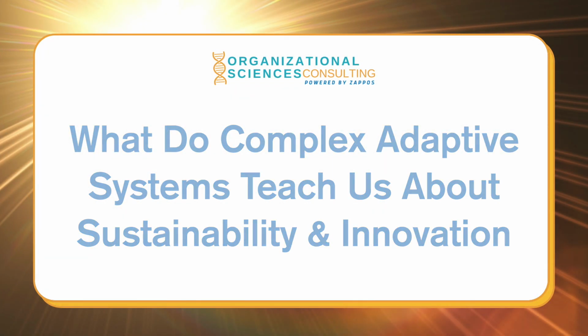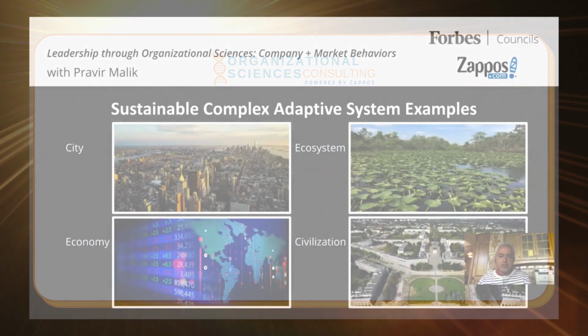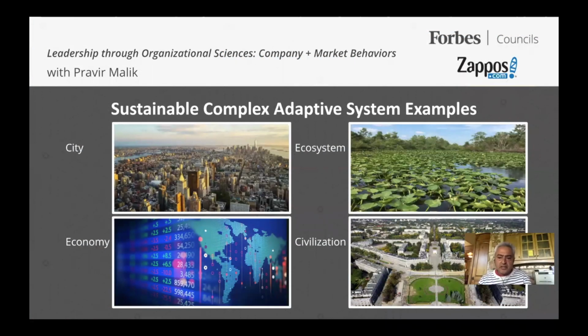So when we think about complex adaptive systems, there's many examples that exist around us. And here you'll see 4 examples that exist at different time scales. So we have a city that's a prime example of a complex adaptive system. And usually a city, the time scale may be from 100 to several hundred years typically. We have ecosystems which may be hundreds of thousands of years old.